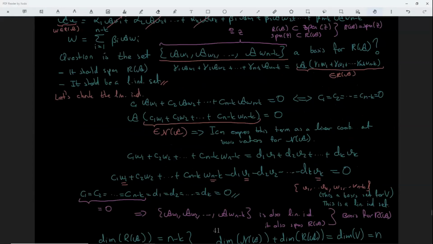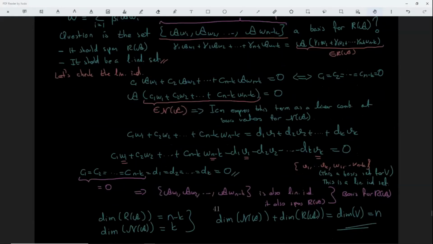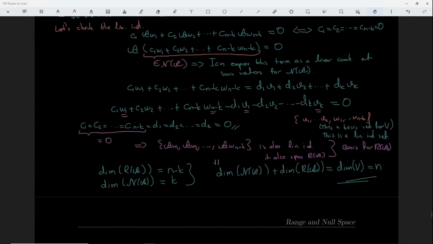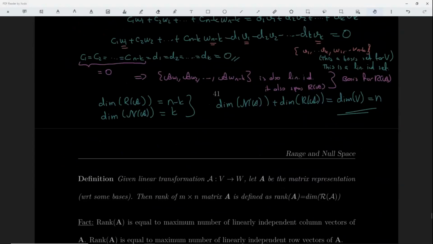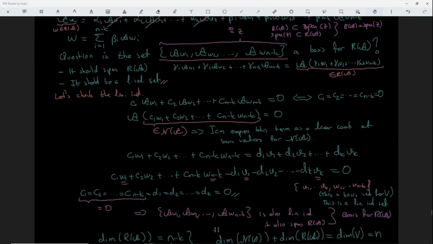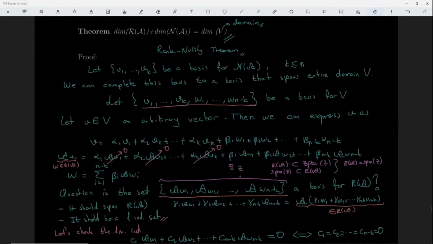So, any questions? So that completes our proof of the rank nullity theorem.